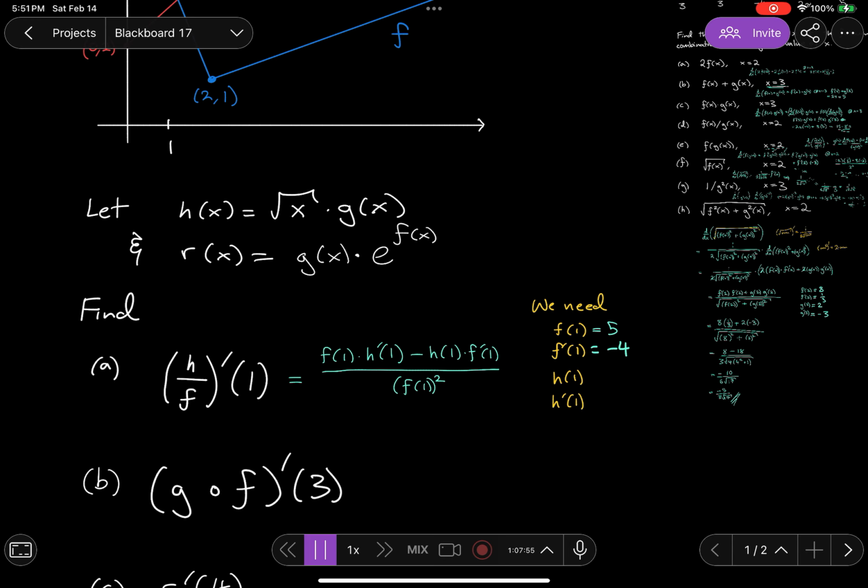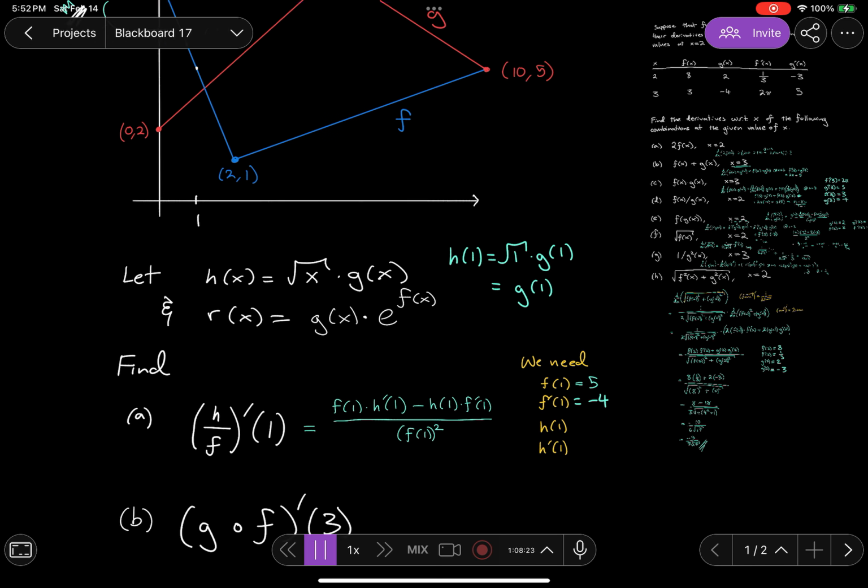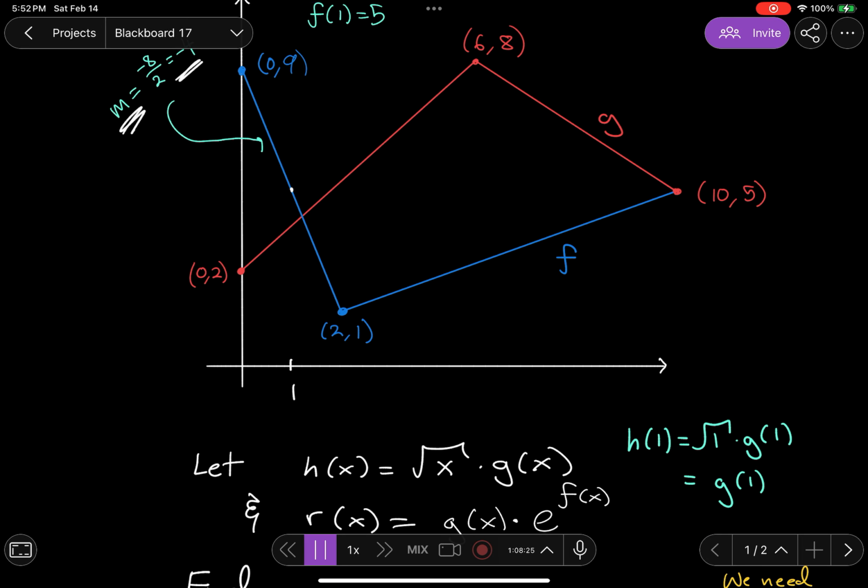All right, now I need h of 1. Notice h is defined as this function right here. So to find h of 1, that's going to be the square root of 1 times g of 1. To find what h of 1 is, I need what g of 1 is. I do know what the square root of 1 is. So h of 1 is actually the same thing as g of 1, because the square root of 1 is 1. I have to talk about this other function g here.